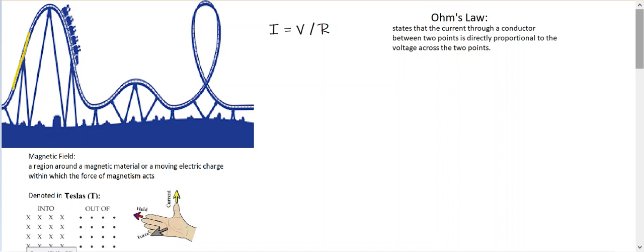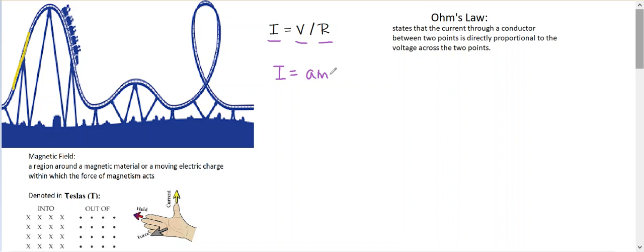In this video, we will learn about circuits and how they create a magnetic field and force on objects around them. To start off, we need to learn about Ohm's law. Ohm's law states that the current through a conductor between 2 points is directly proportional to the voltage across 2 points. In other words, the current I is equal to voltage over resistance.